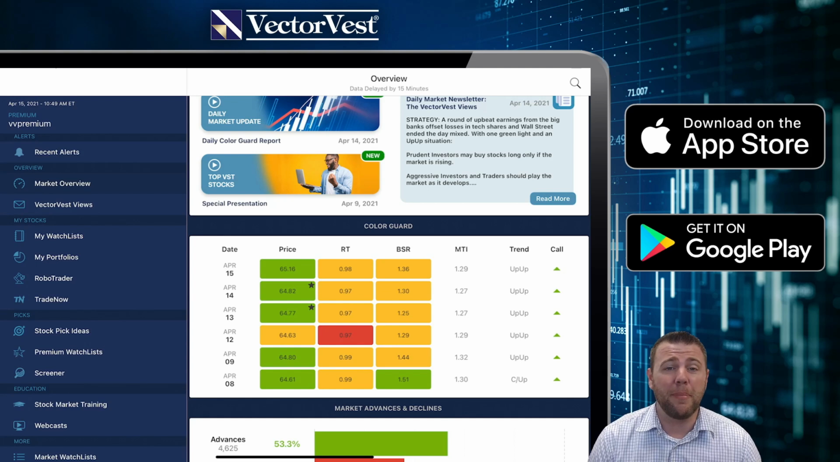After that, we look at the BSR, the buy to sell ratio, which looks at the number of buy rated stocks in the database to the number of sell rated stocks in the database. And we use this to get an idea of the overall health of the market.